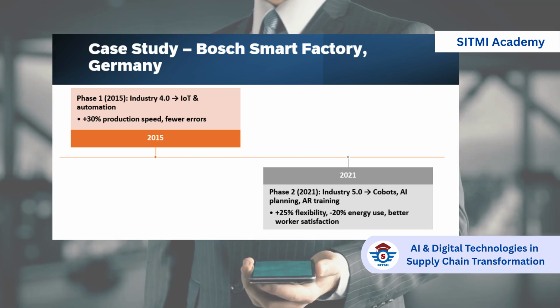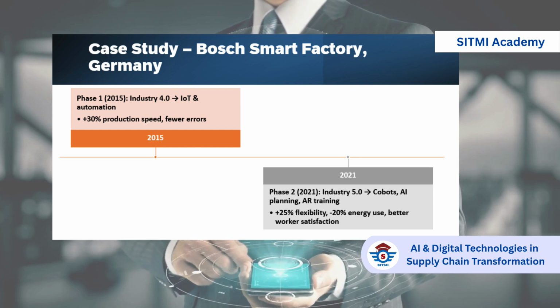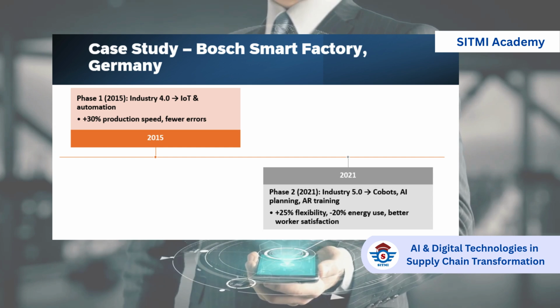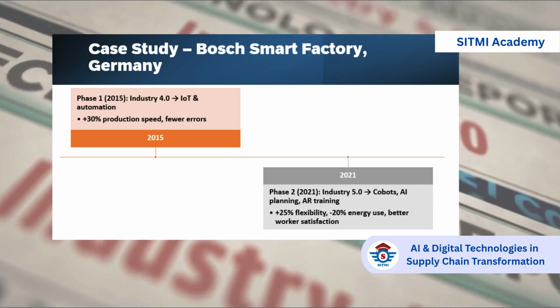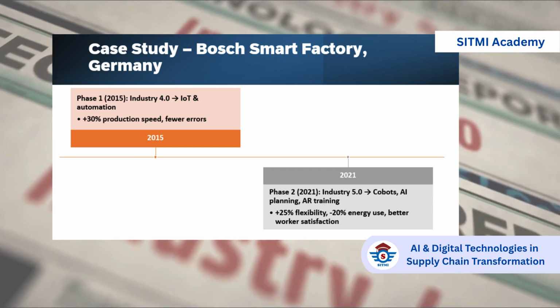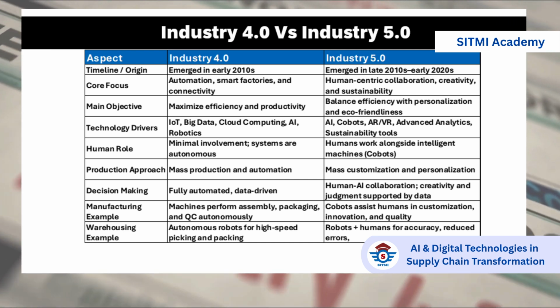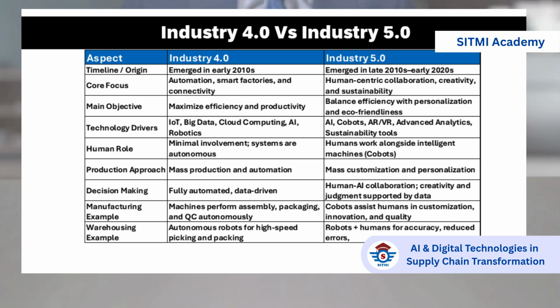Post-implementation, Bosch reported a 25% increase in production flexibility, a 20% reduction in energy consumption, and improved employee satisfaction, showcasing the added human-centric and sustainable benefits of Industry 5.0. Now, to make it even clearer, here's a comparison table of Industry 4.0 versus Industry 5.0.